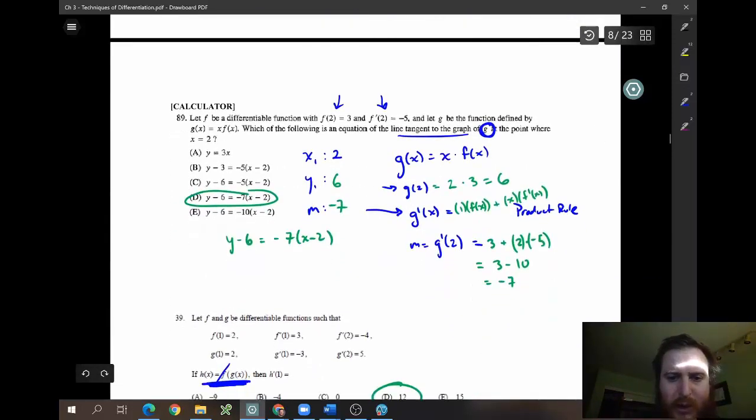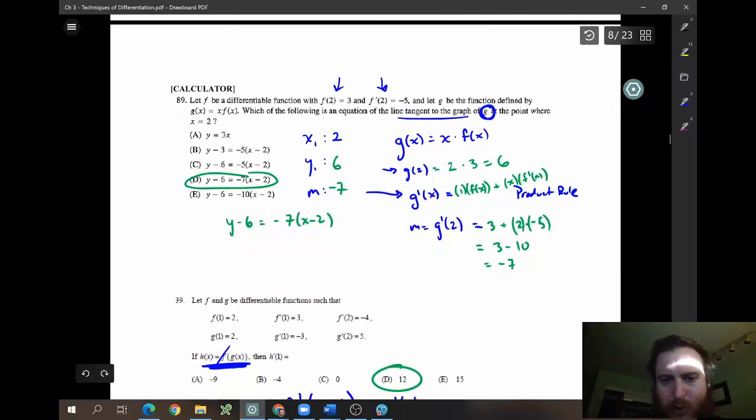Same thing, this guy's another calculator question, but actually I ended up doing this one without a calculator. So for g of x, we had it was x times f of x. So for g of 2, x is going to be 2, and then f of 2 is going to be 3. 2 times 3 is 6.